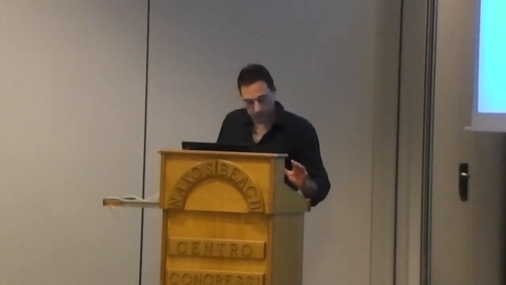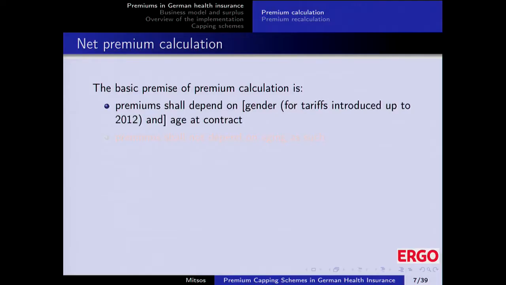We put all these actuarial assumptions in, and we say that the premiums shall depend on gender, or possibly not, and on age at contract time, but not on aging. Using all these tables, we have to calculate the premium that will stay lifelong constant, except for the case that the actuarial assumptions are to be revised.